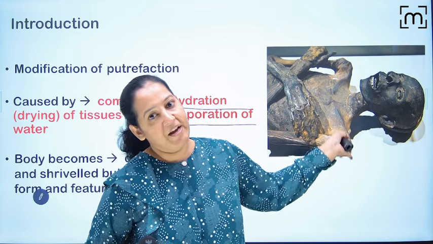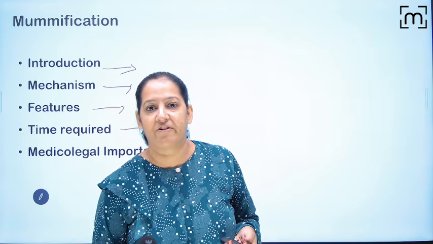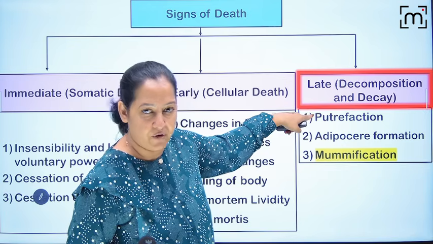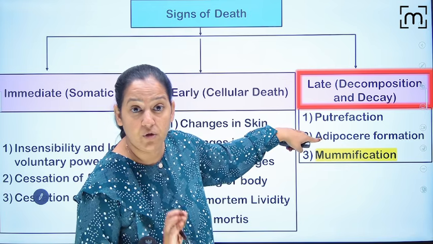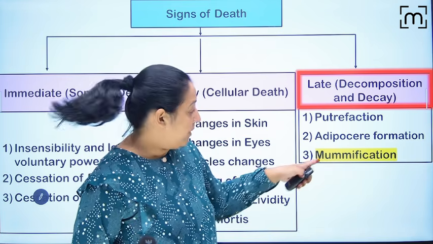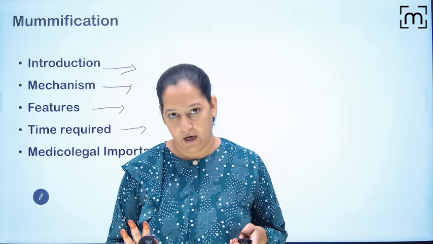From the dead body, the water is completely evaporated. There is no water inside the dead body. It is 100% dehydrated. So for the first two things, water is essential. I told you, for putrefaction as well as adipocere, for both of them, water is essential. So they both can't happen and mummification will occur. Mummification again prevents putrefaction. It preserves the features of the dead body. I hope you are getting it.